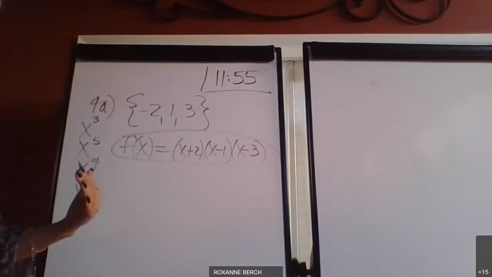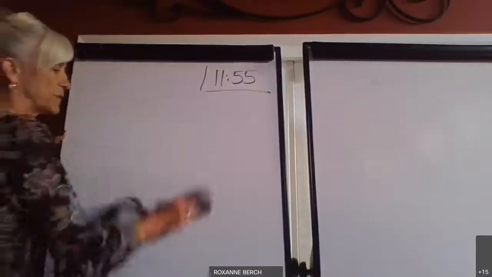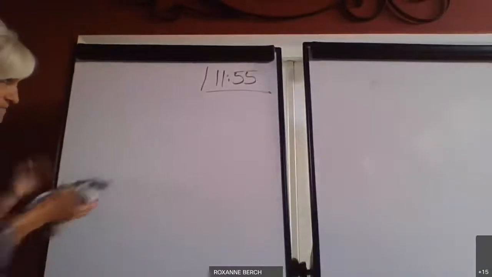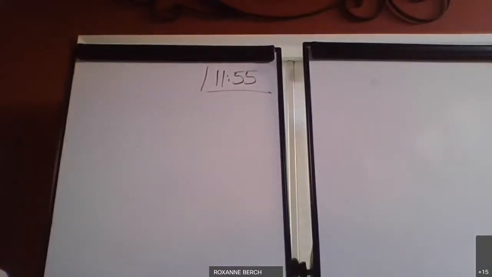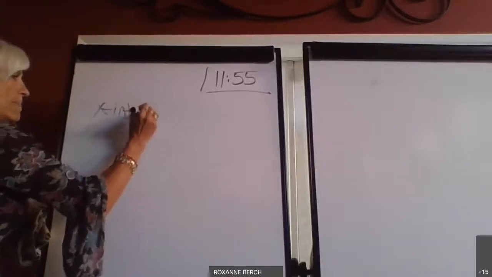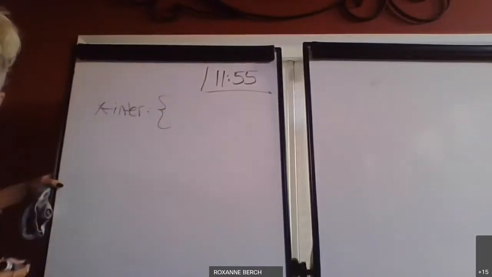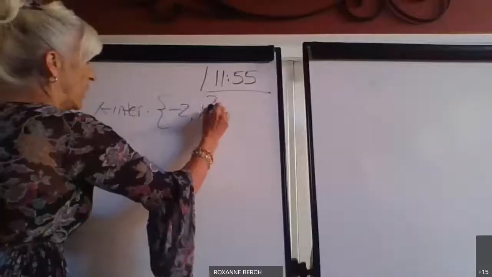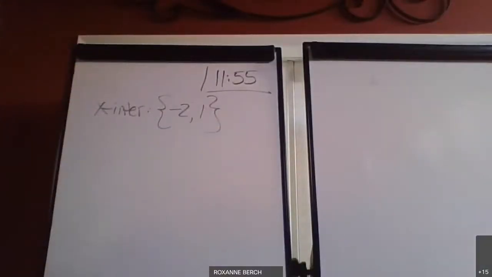Okay, let's do another one. Let's do 5b. So this is requiring previous knowledge, right? About what's going on here. So 5b, what are the x-intercepts? Negative two and positive one. Okay. Now, look at the graph. What does that look like to you?